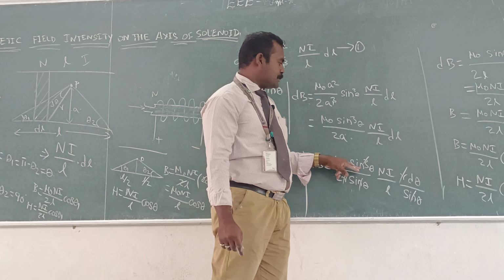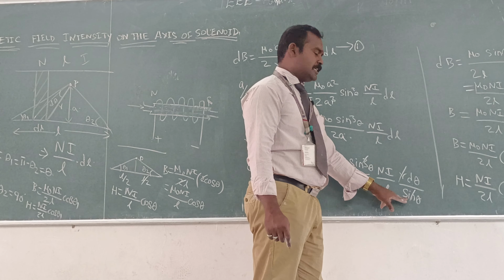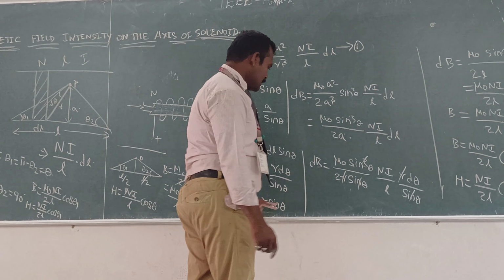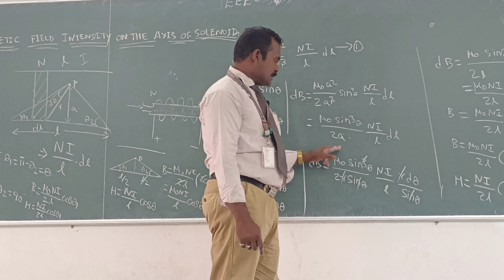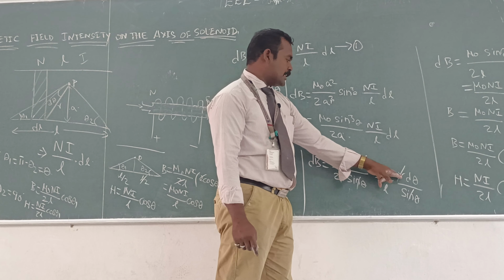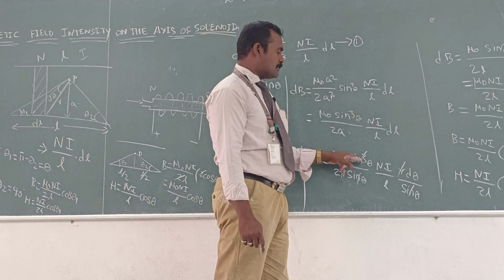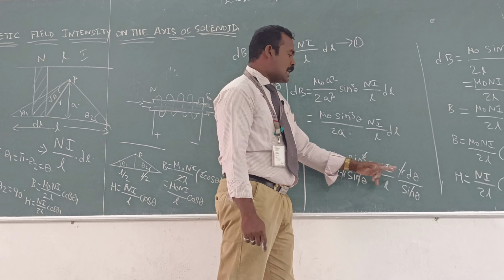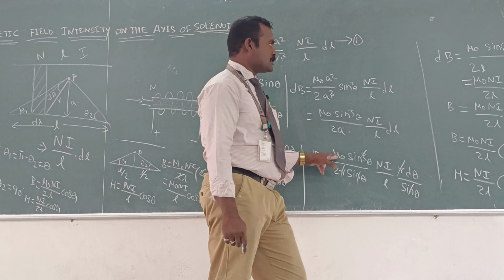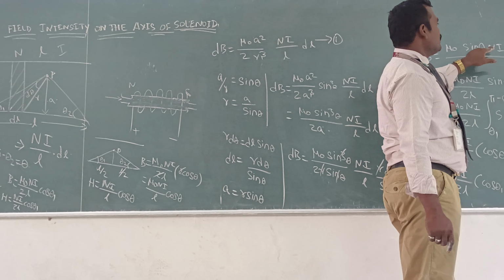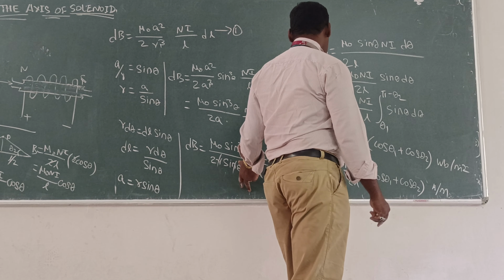So mu naught into sin cube theta N I divided by L, instead of dl, R d theta divided by sin theta, instead of A, R sin theta. The remaining two you can repeat again. Instead of A, R sin theta, so the R and R get cancelled. Sin cube theta has three sin theta, so one gets cancelled, and another sin theta is cancelled here, leaving only one sin theta. The remaining expression is mu naught into sin theta into N into I into d theta divided by 2L. That is the simplified form.